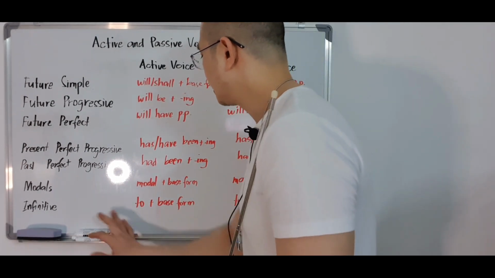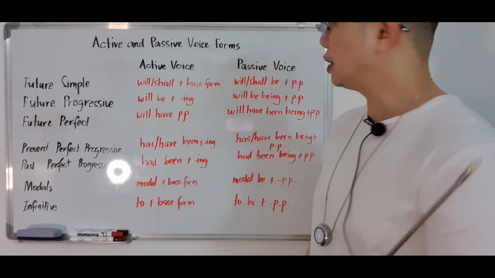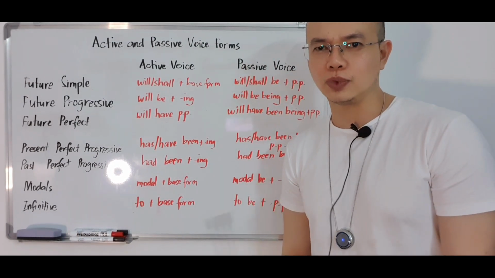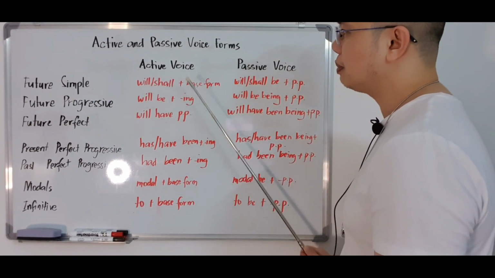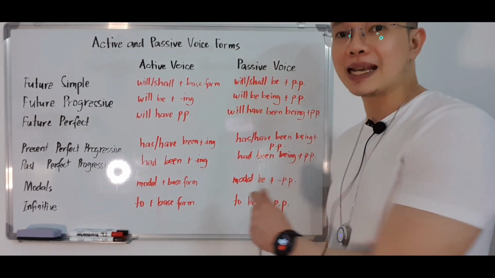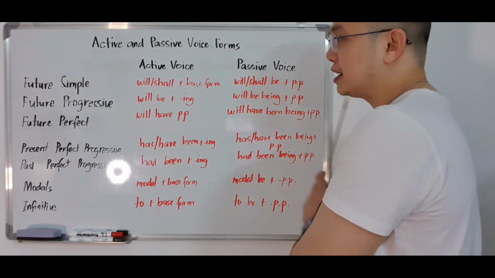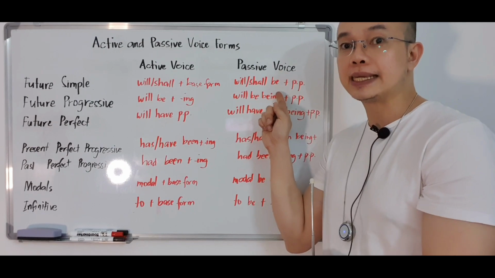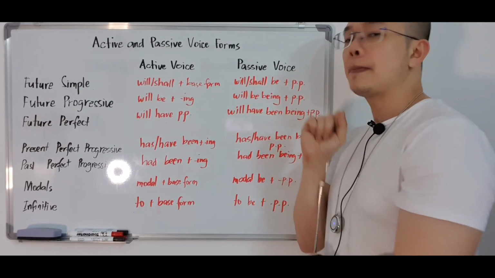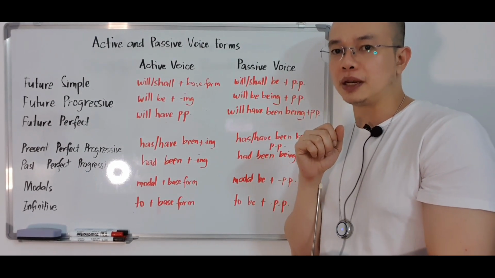Okay, so that's it. Anyway, what was I saying? So will or shall plus base form, that's for the active voice. And then for the passive voice, it is will, shall, and then you will have the be, okay, and the past participle form of the main verb.